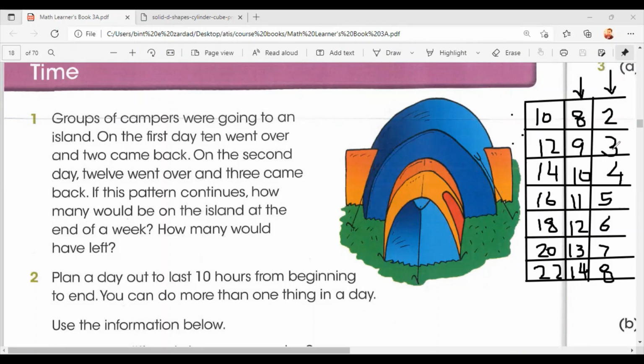So 2 plus 3, 5, 5 plus 4, 9, 9 plus 5, 14, 14 plus 6, 20, 27, plus 8, 35. So 35 in total. Okay, they left. 35 left the island.